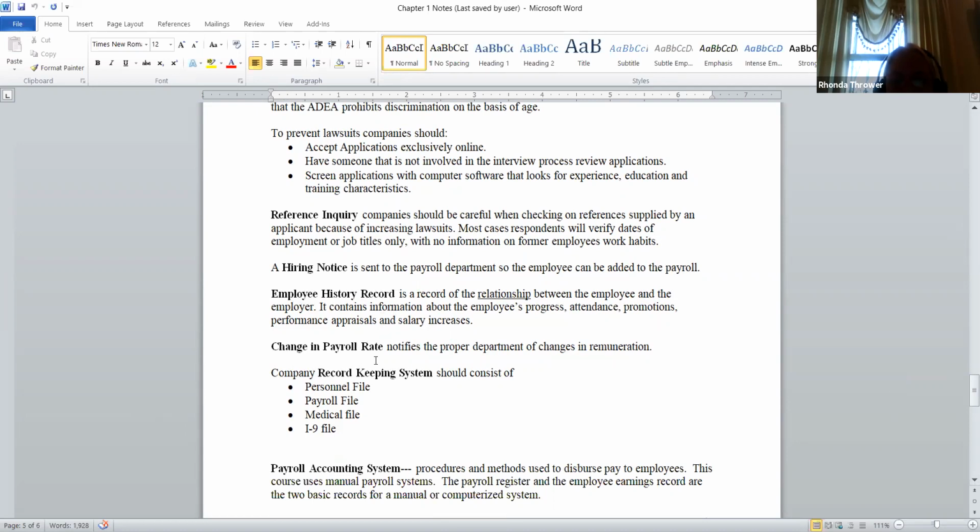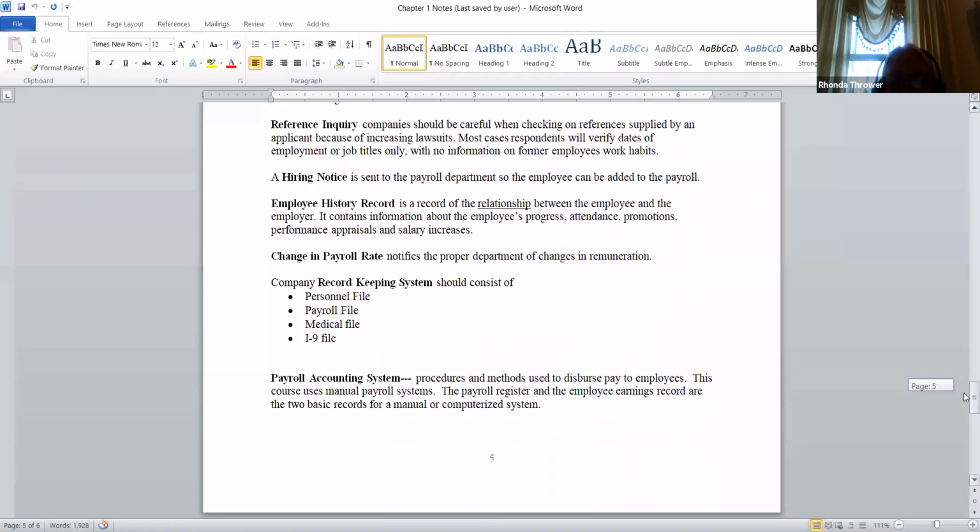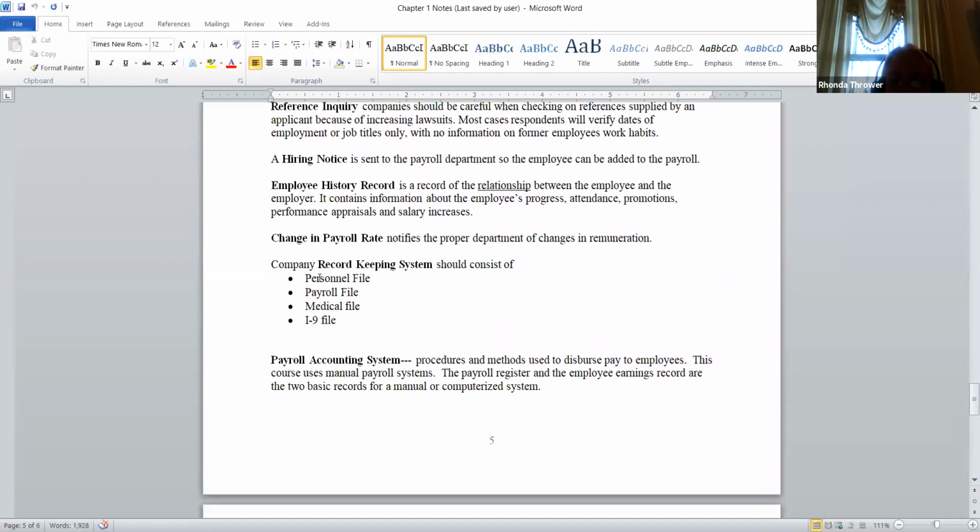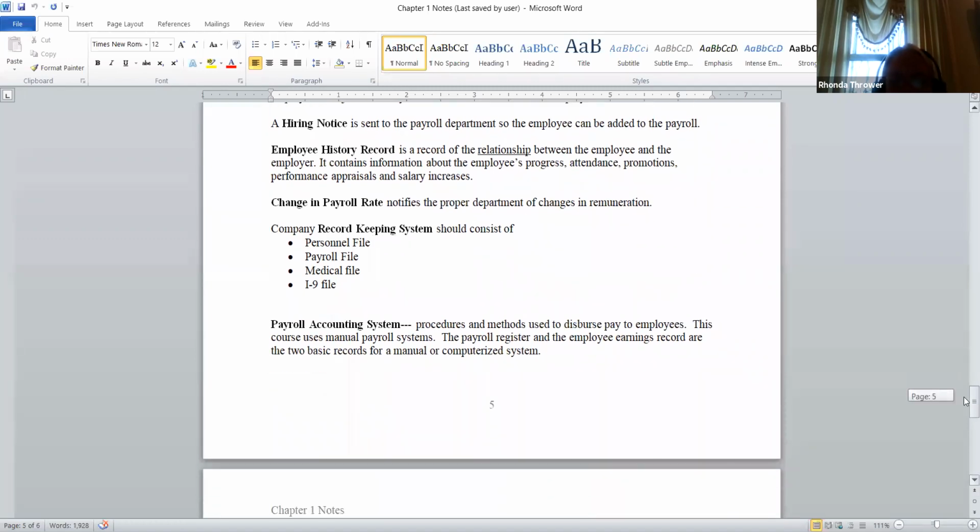A change in payroll rate would notify the proper department of changes in pay. So these are some forms that you should become familiar with if you're working in payroll. A company's record-keeping system should consist of a personnel file, a payroll file, a medical file, and a separate form for those I-9 forms that we talked about earlier.